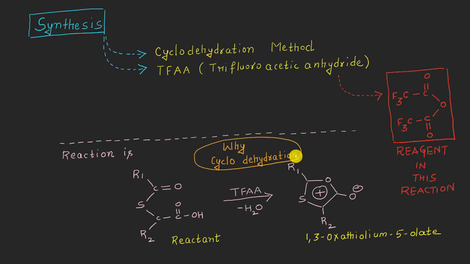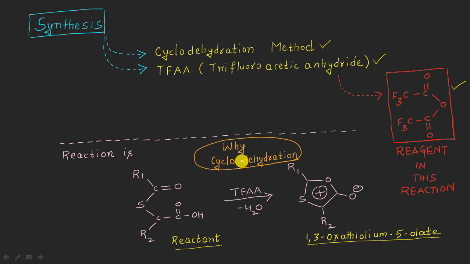And regarding the synthesis, it can be synthesized from a similar type of cyclodehydration reaction using a reagent, that is trifluoroacetic anhydride, having a structure something like this here. Okay, so here is the reaction. You can have a look at this, starting from this type of reactant molecule and simply adding trifluoroacetic anhydride results in the formation of our desired meso-ionic product molecule, right?